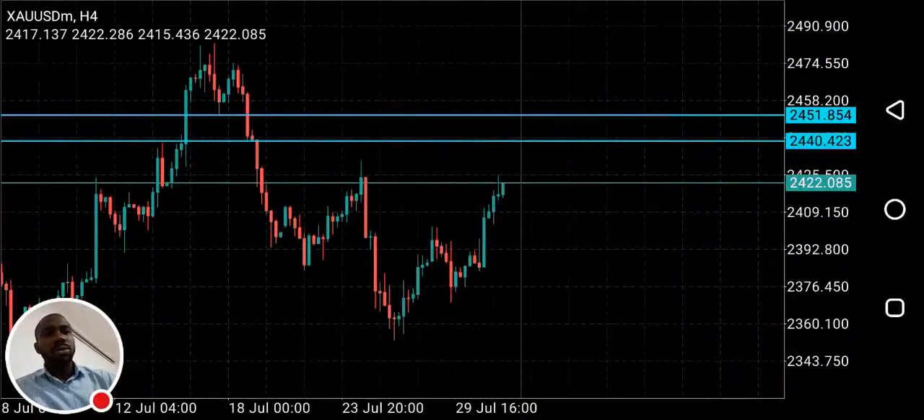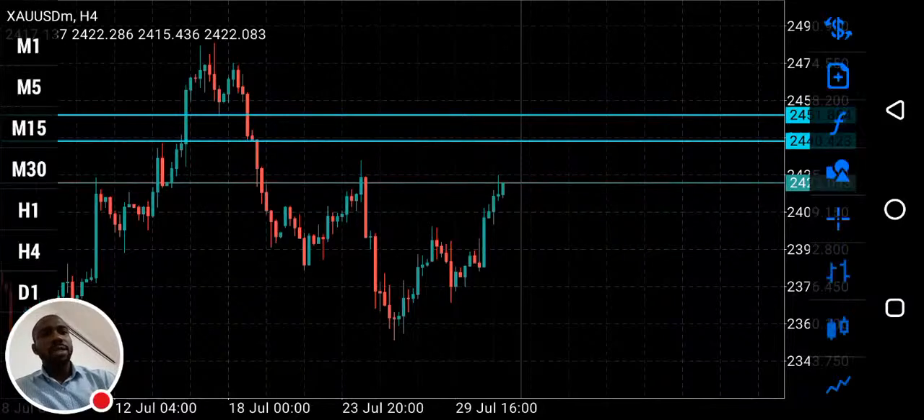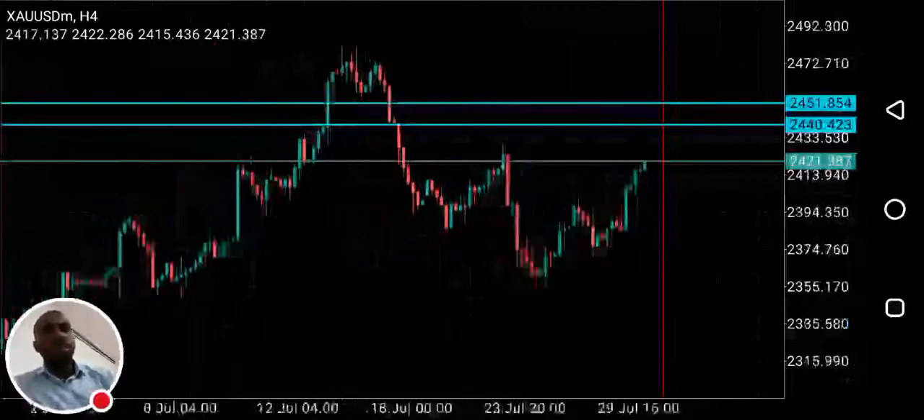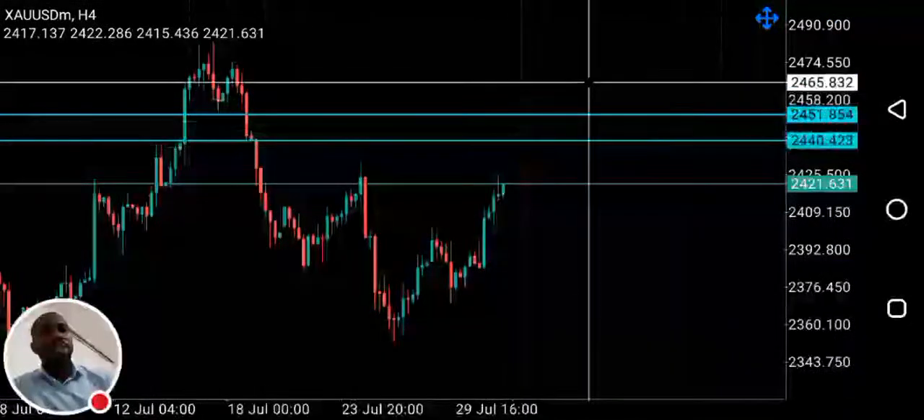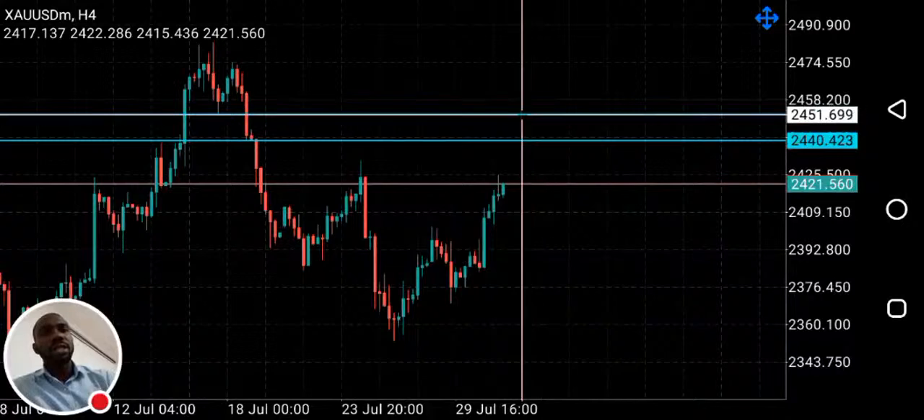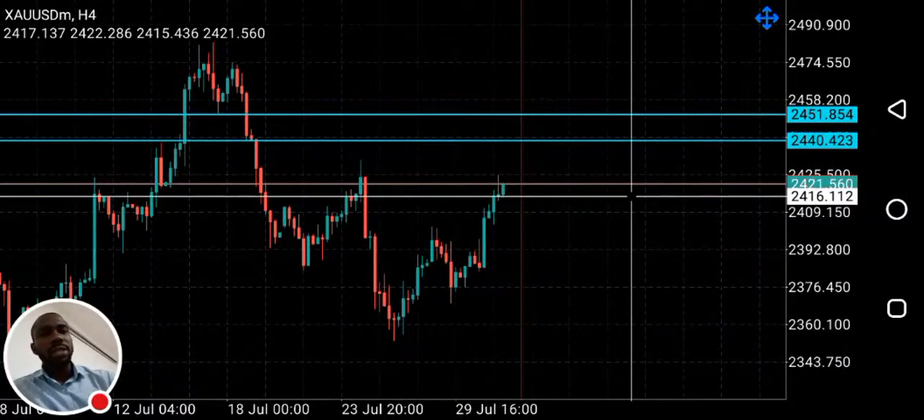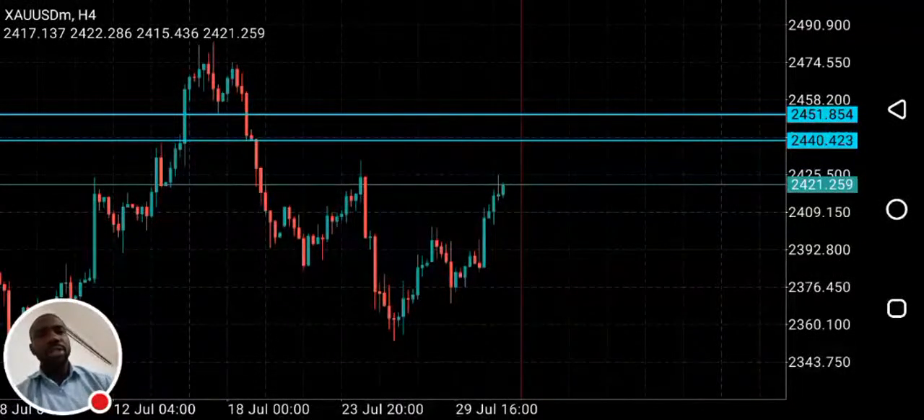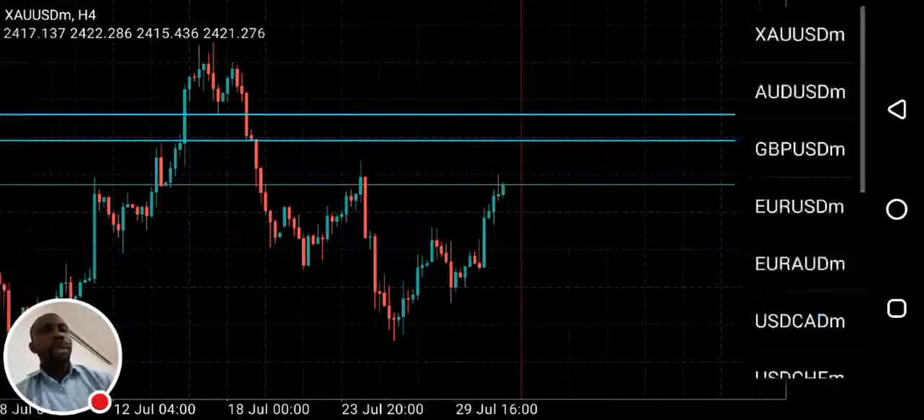So gold is bullish at the moment. I hope that is clear. Gold is bullish, so consider selling at this area. This area you should consider selling gold. That's my take on gold. Gold is bullish today. Technically, it is bullish. So let's look at GU.